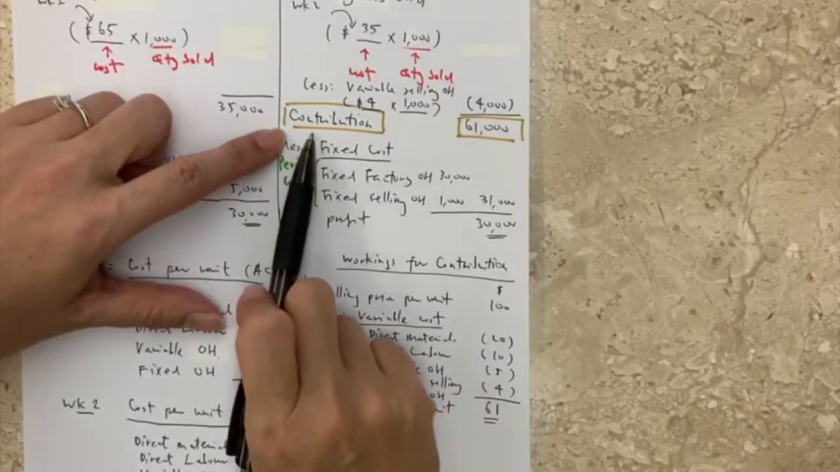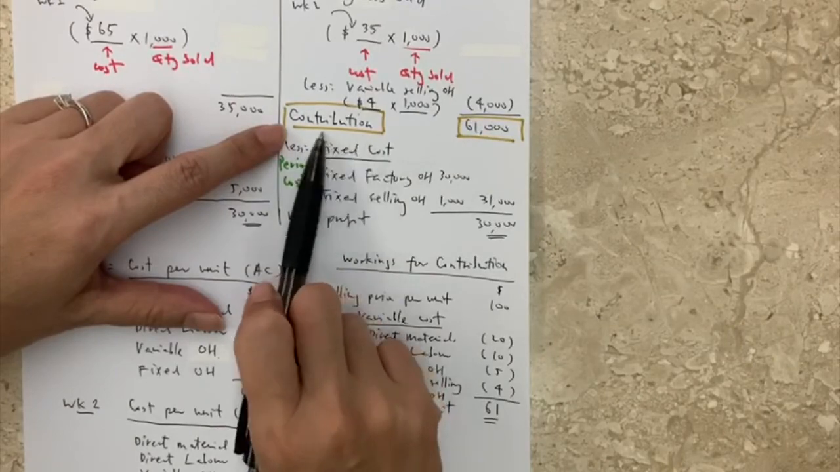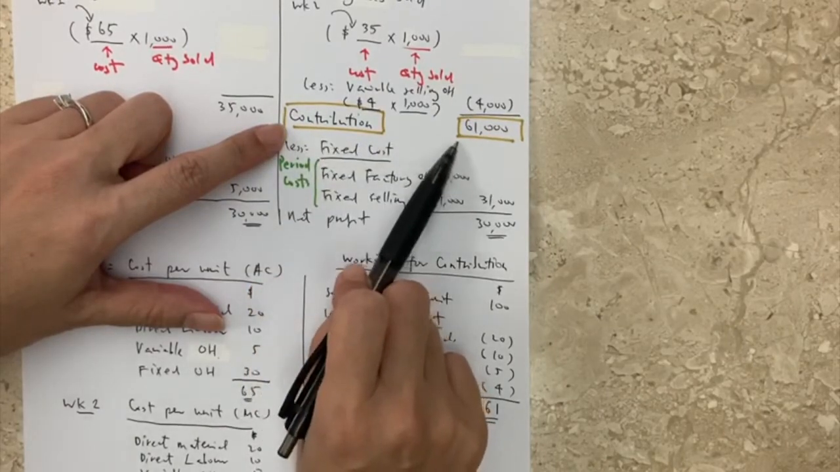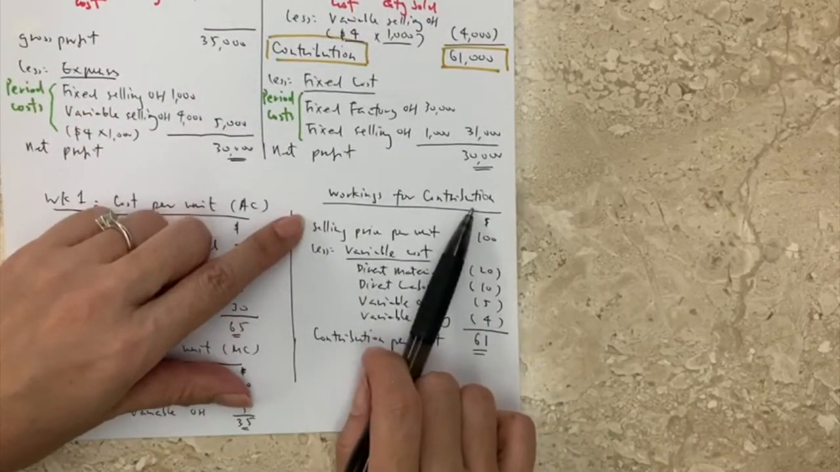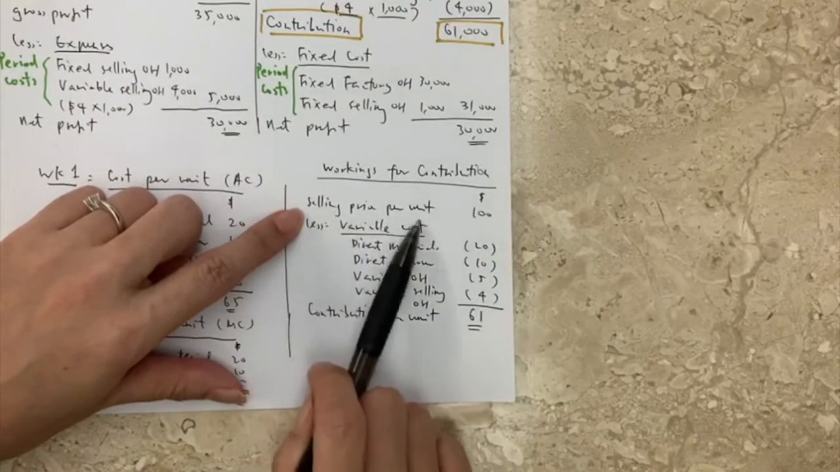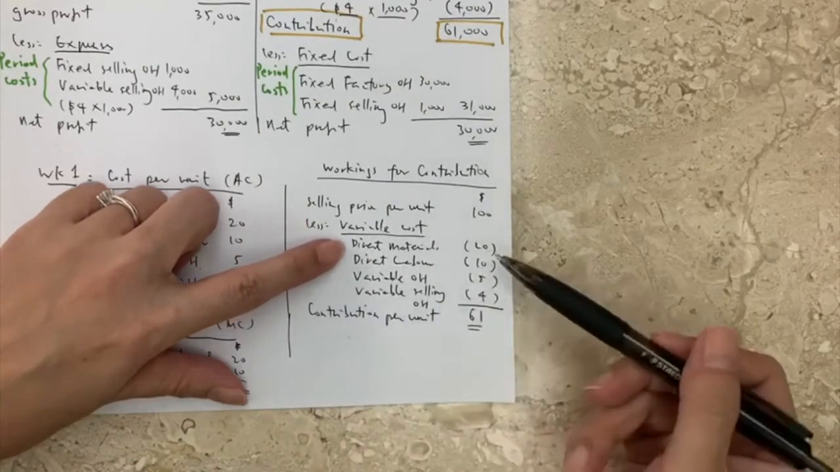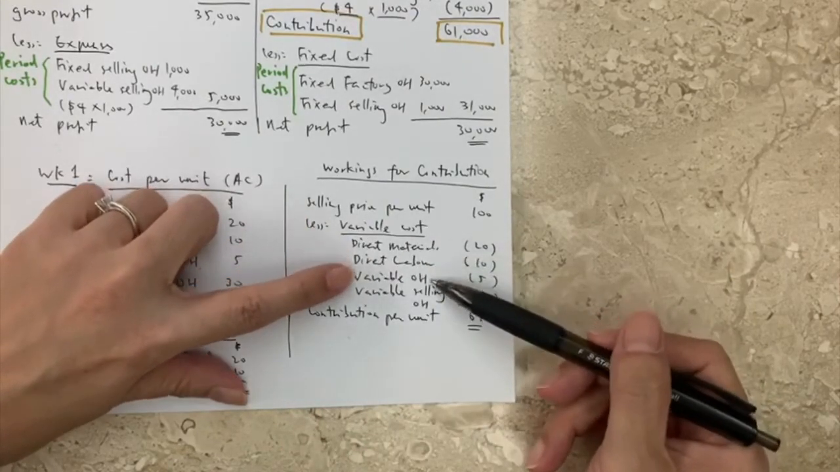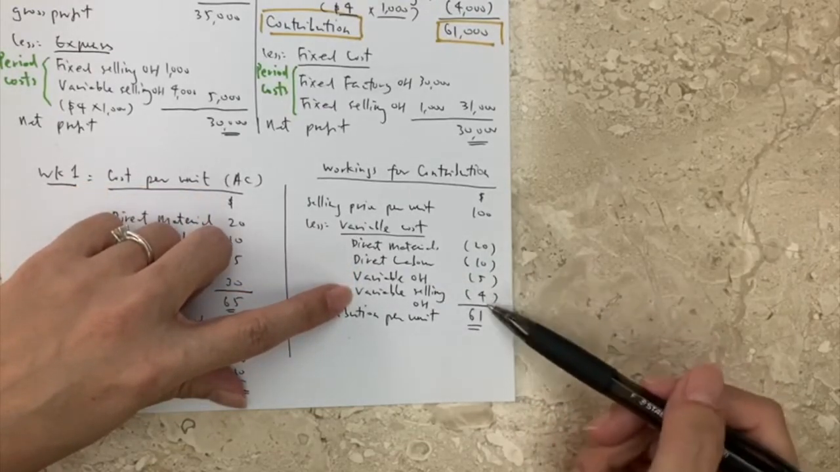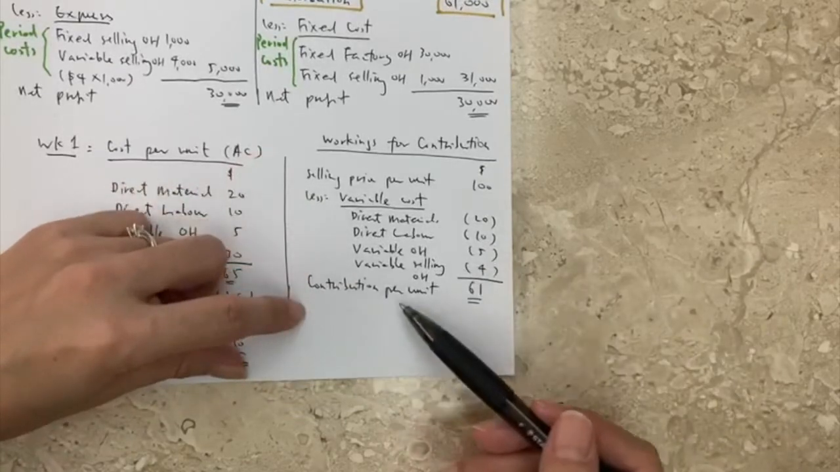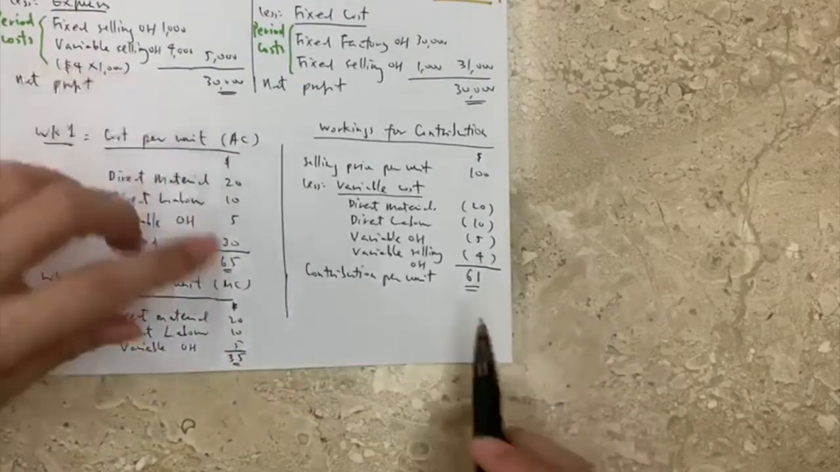Okay, so next, let me tell you that actually we have another way to work out this total contribution, 61,000. Here I have my workings for contribution. We can just start with selling price per unit and then minus all the variable costs per unit, so that we have direct material, direct labor, variable overhead, and variable selling overhead for each unit. Therefore we have this contribution per unit, so that we get this 61,000. All right, so this is for 1 unit.